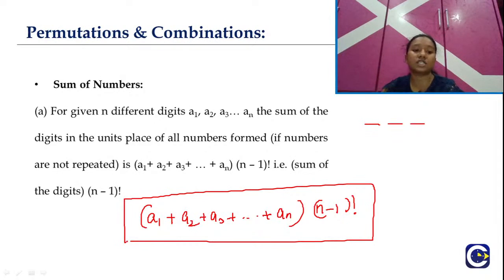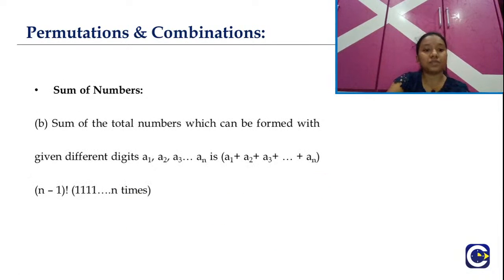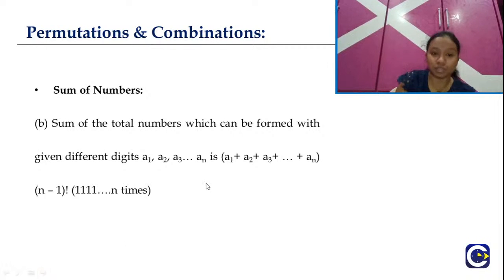So that is the sum of digits placed in the units place, of the numbers formed using the n different digits. Now the same thing, the sum of the total numbers. In the previous one we only took the unit digits, the sum of only unit digits. But here we are taking the sum of all the total numbers which can be formed. So this will also be the same typical format.